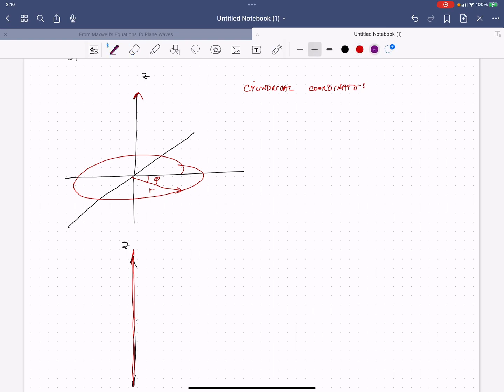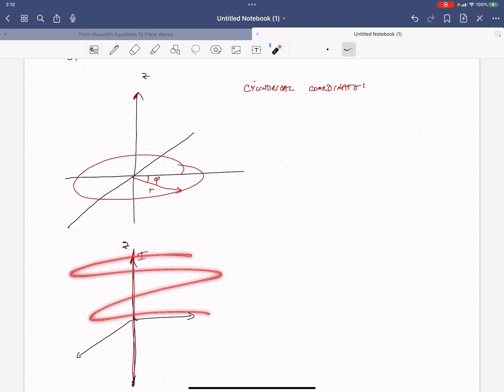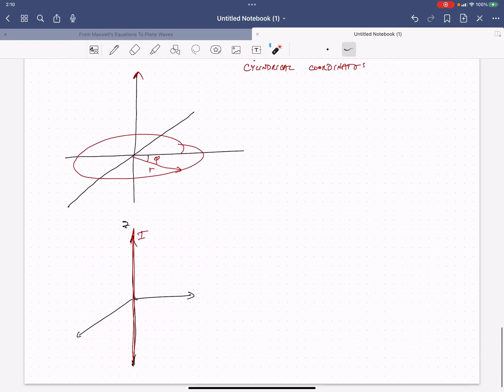Let's say the current's flowing along the z-axis from minus infinity to infinity, and I want to figure out the magnetic field in space all around this current that's going across the z direction.